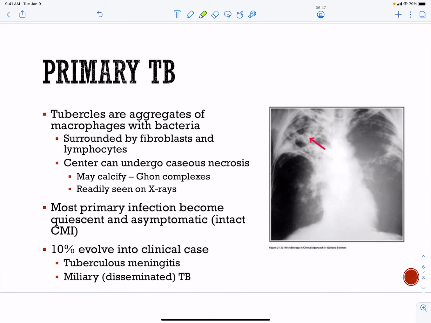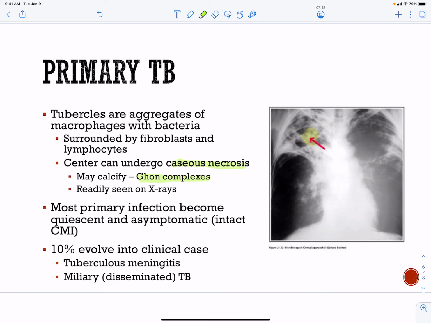Now, your tubercles are going to be basically aggregates of those macrophages that are trying to eat the bacteria and kill the bacteria. And then they're going to surround themselves with fibroblast cells that are trying to, again, contain this infection. They're trying to repair the damage. The center is going to undergo caseous necrosis, and this can lead to calcification, forming Ghon complexes, and you can see these dots on your x-ray.